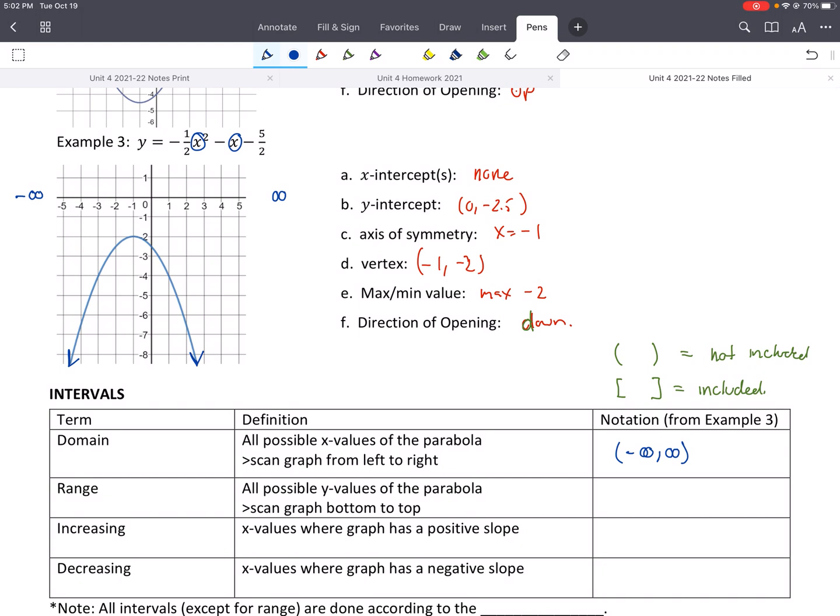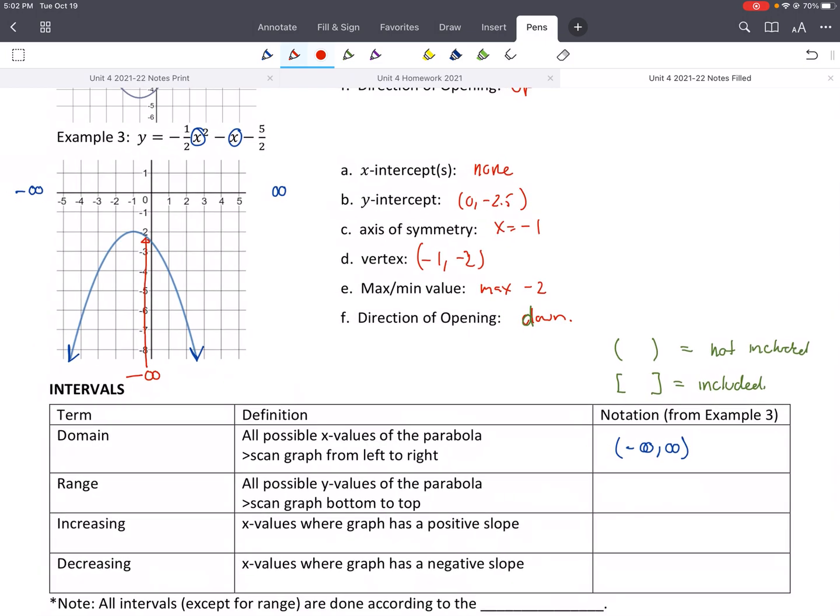Okay? Range is all possible y values. So again, we start at the bottom and go up. So it starts here at negative infinity and goes all the way up to -2.